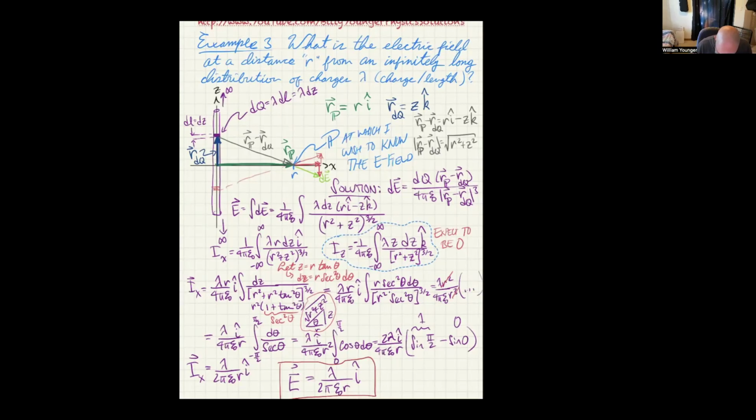I'm going to say copy. Now I'm going to put it back here and I'm going to say paste. Okay. Now in this case, I don't actually have to use a trig substitution, because I have a z squared in the bottom and I have a z up top. So I can actually do a much simpler substitution.